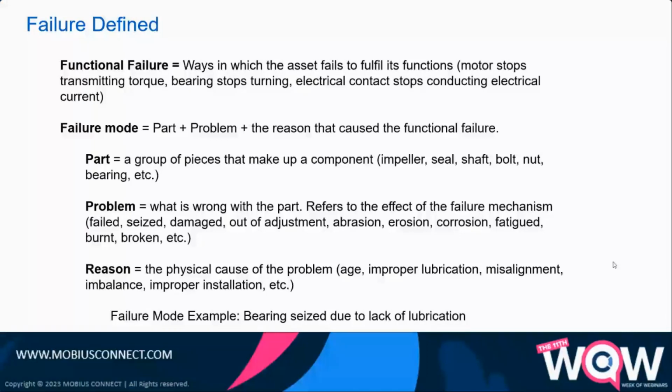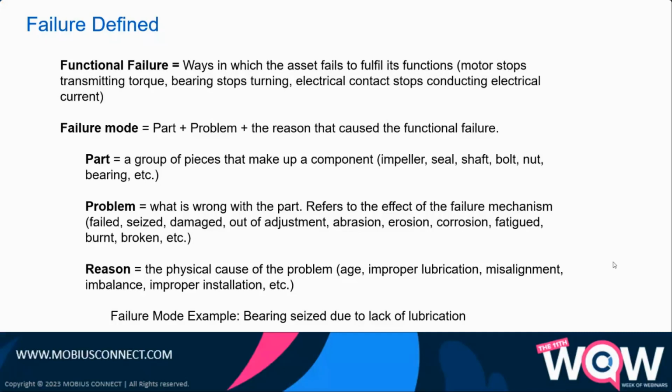Now the next step is the reason. That's the physical cause of the problem. It's age. And now I'll tie this back to your failure patterns. That is age related. Improper lubrication. Improper lubrication is a random failure. Misalignment and imbalance. Now, let's start with misalignment first. Misalignment is a random failure as well, potentially. Imbalance can be a random failure, and improper installation can be a random failure. Now, it's specifically related to the failure curve of infant mortality, right?